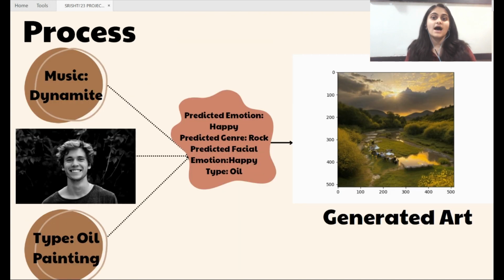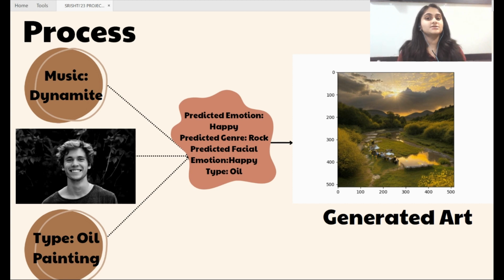As an example, this was the input that I gave as a user. The music was Dynamite. You might all have already heard it. As you can see, the picture shows a happy person, and the type given was oil painting. Using these three inputs, the emotion predicted was happy, the genre was rock, the emotion by facial recognition was happy, and the type was oil painting. And the generated art, as you can see, is this, which depicts happiness.